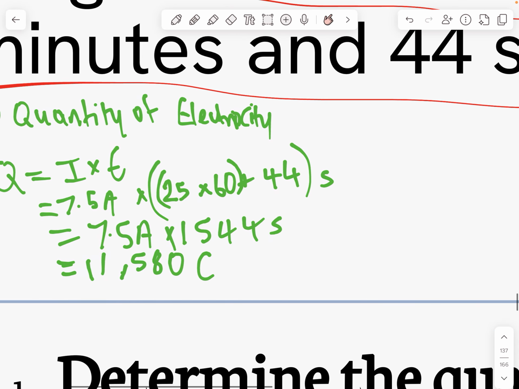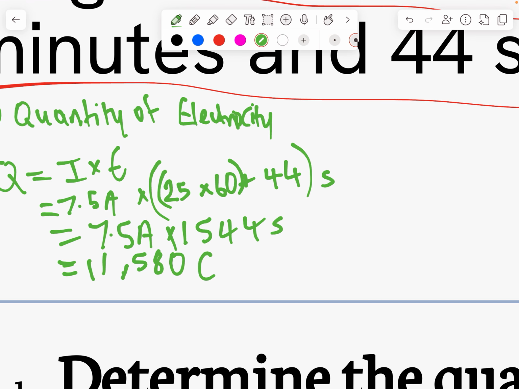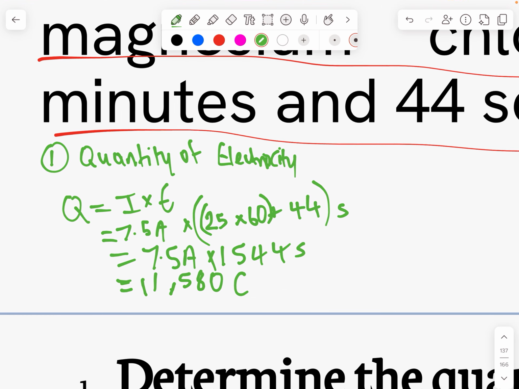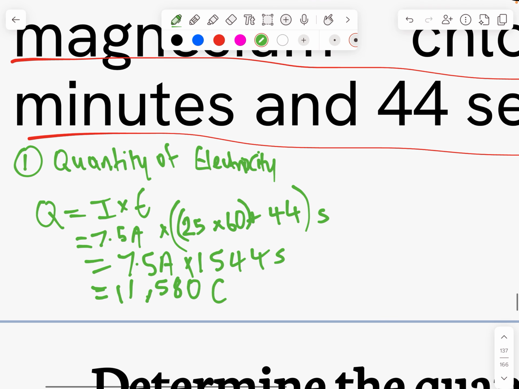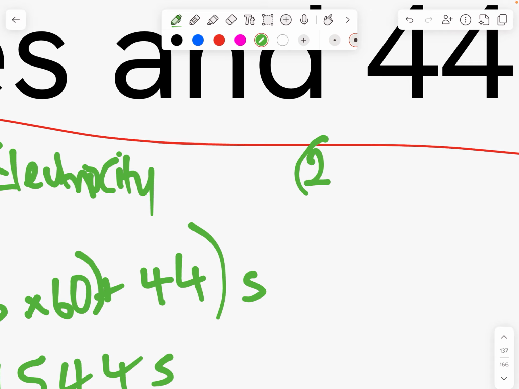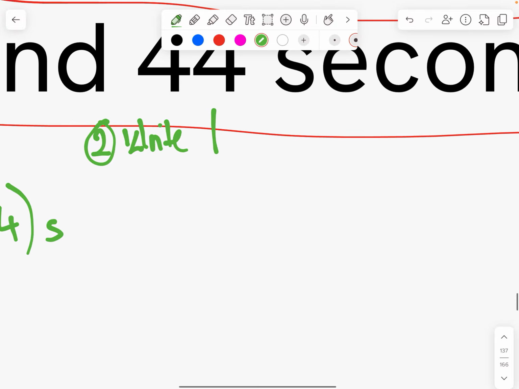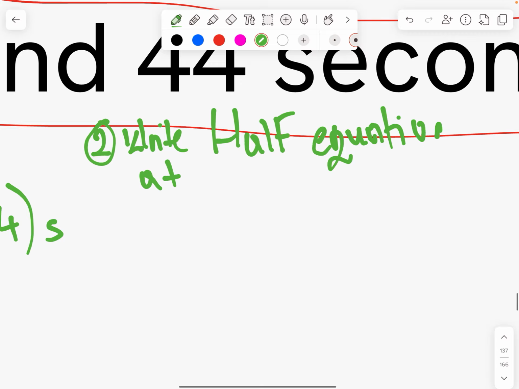Alright, now this next thing that we're going to do is write our half equation at the cathode. So step 2, write half equation at cathode. And if you recall, what is the charge of your cathode? Your cathode has what charge? Cathode is negative, and the cations that go to it, they will be positive, right?